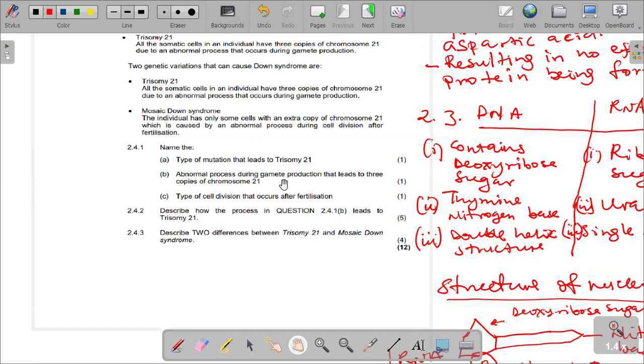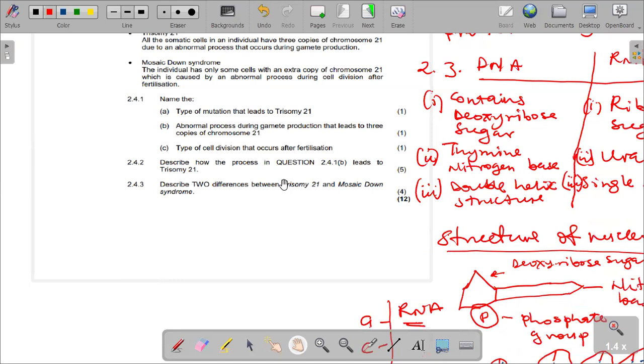So the first question is saying, name the type of mutation that leads to Down syndrome. The type of mutation that leads to Down syndrome, we are saying, is chromosomal mutation, which is question 2.4.1.